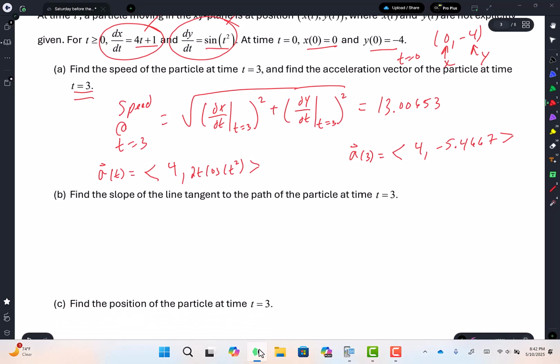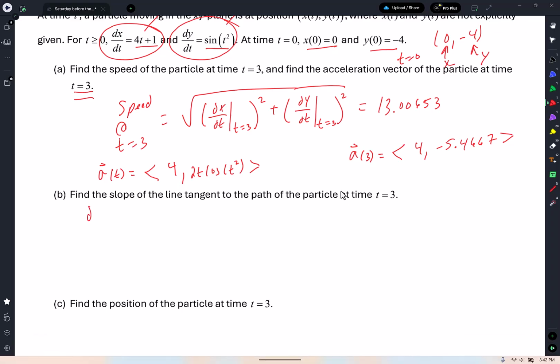All right. Find the slope of the line tangent to the path of the particle at t equals 3. So guys, slope is always the same thing. dy dx is always going to be slope. So dy dx evaluated at t equals 3. That means I need to get my dy dt at t equals 3, and I'm going to divide it by your dx dt at t equals 3. When you do that, notice the t's cancel out and you get your dy dx.